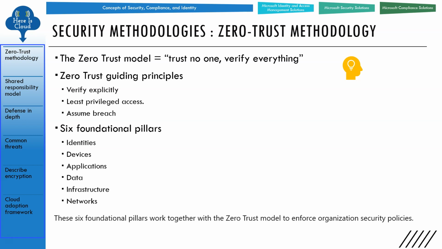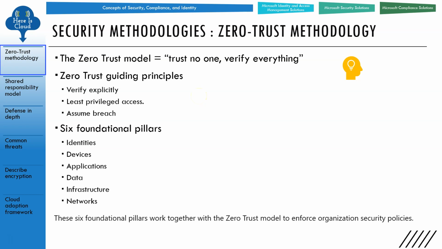So the first important thing for the exam is zero trust methodology. Microsoft believes in the zero trust model, which is trust no one and verify everything. You see this symbol here, which means these are things we need to cram or remember for the exam. The zero trust guiding principles are three: verify explicitly, least privilege access, and assume breach. So you need to remember these three principles.